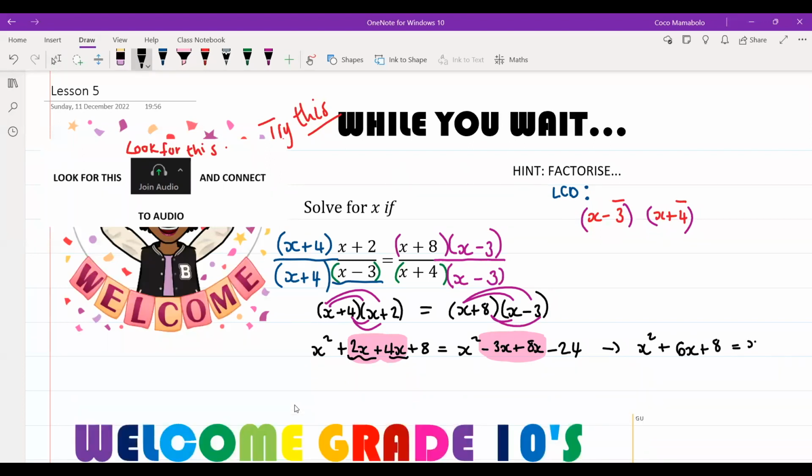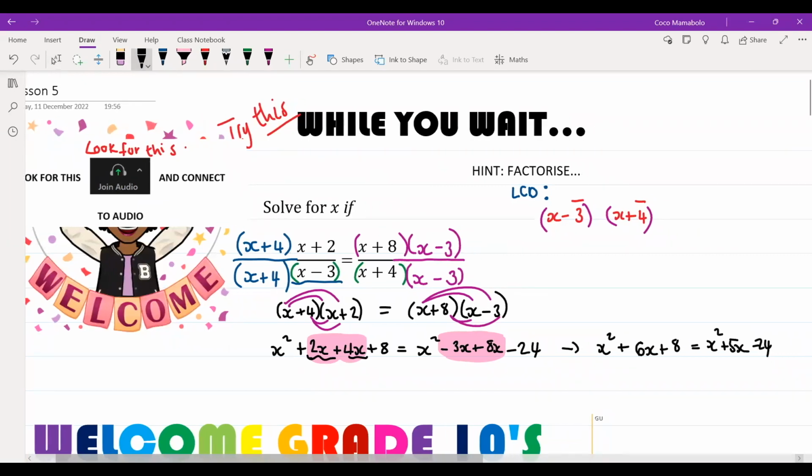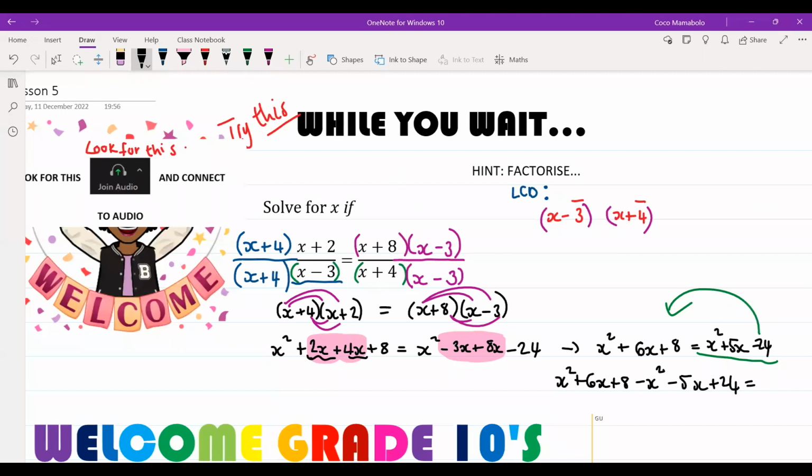Over here we're going to get x squared plus 5x minus 24. Now remember what we said when solving quadratics: we want everything on the left side. So I'm going to take everything from this side: x squared plus 6x plus 8 minus x squared minus 5x plus 24 is equal to 0. Don't forget.